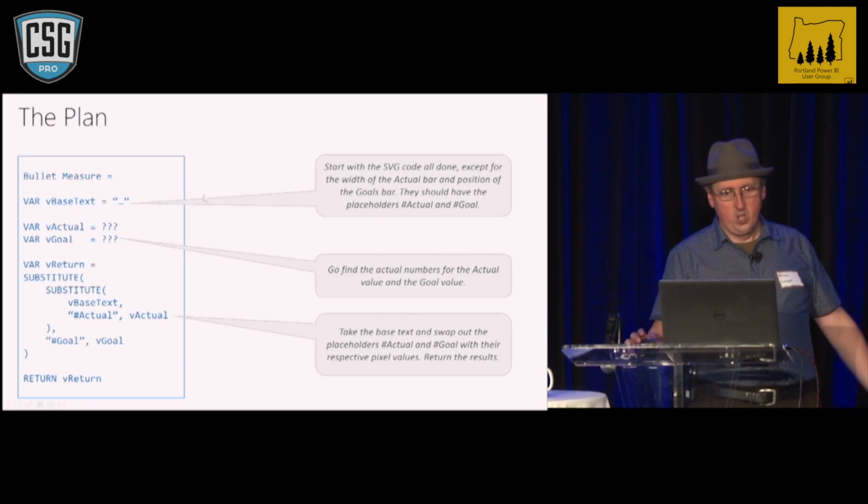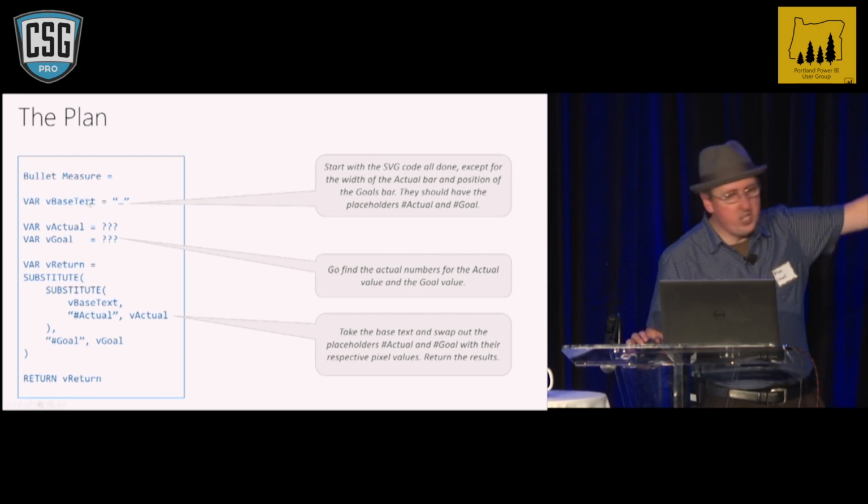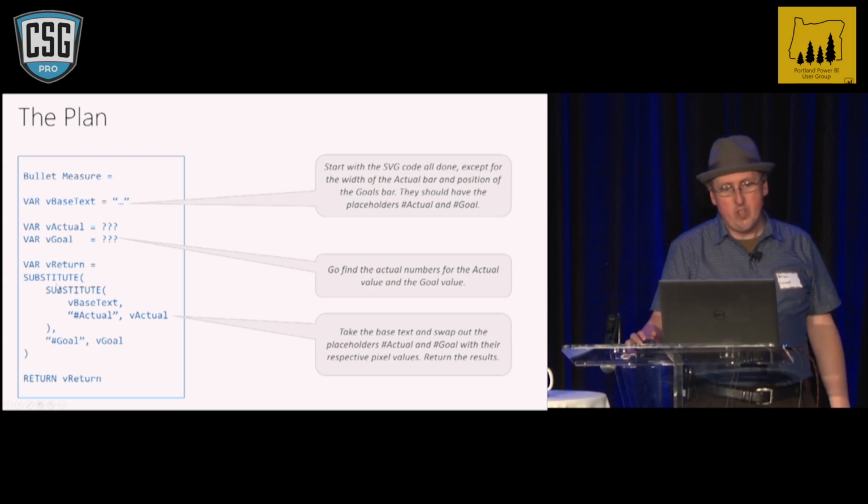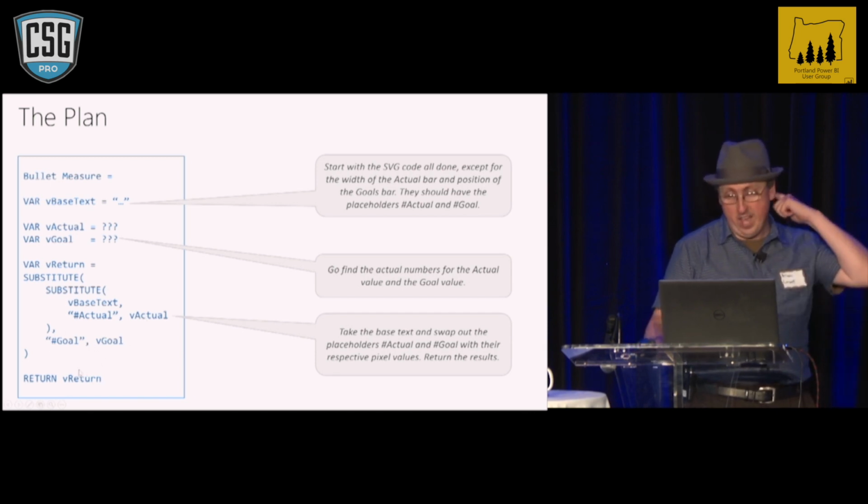Here's our plan. We're going to start by loading what I just showed you here into the base text. We're going to go get the actual position and the goal position. Then we're going to use a pair of substitute functions to swap out hashtag actual with the actual and swap out hashtag goal with the goal. Okay? And when we're done, we're going to just show that.